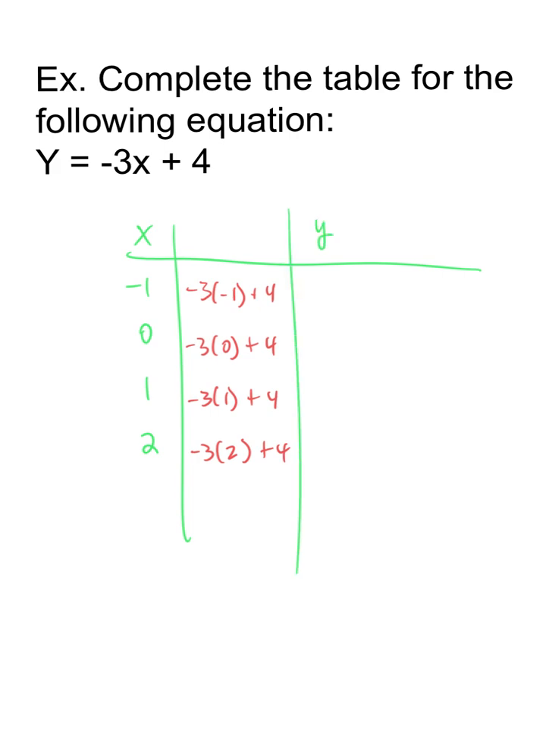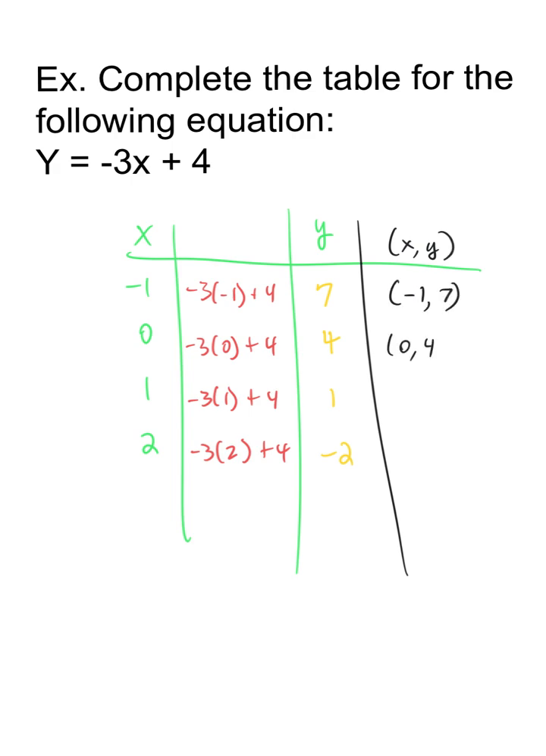Well, this then equals 7. This equals 4. Sorry, this one equals 1. I was jumping ahead. And then this equals -2. So then if they ask you for the actual x, y points, you would write -1, 7, 0, 4, 1, 1, and 2, -2. So there's that.